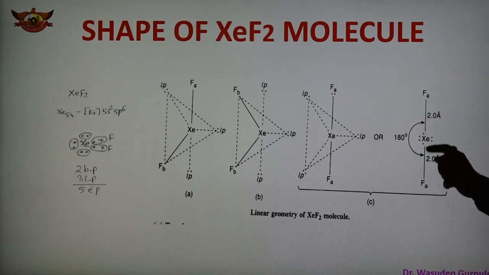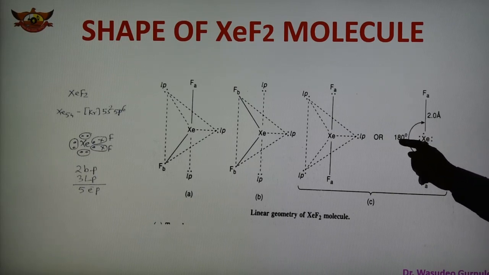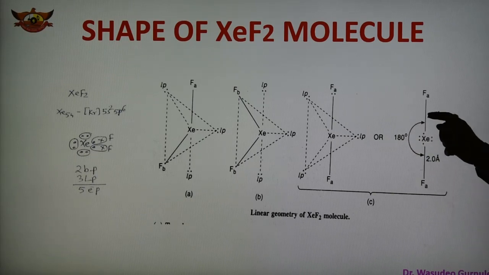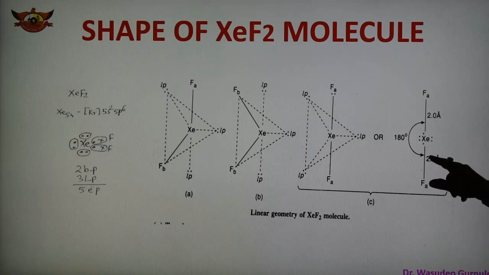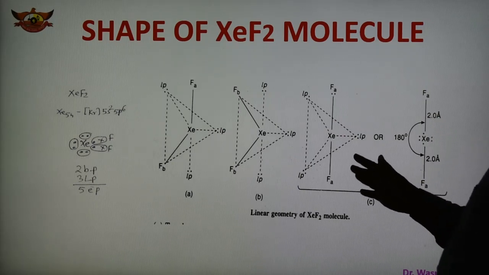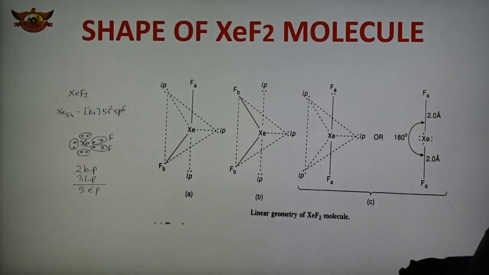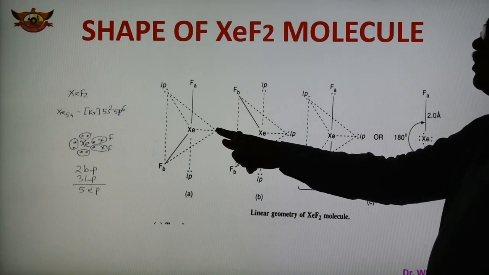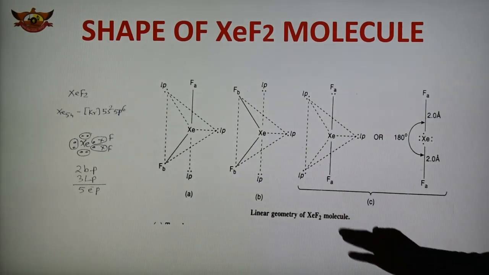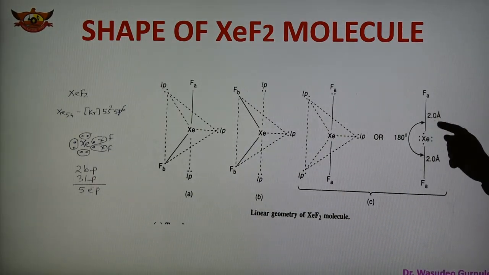In this case, when there is a linear geometry, the bond angle is 180 degrees. So this is shown, and both the bond lengths are equal, 2.0 angstrom units. So this is the structure of xenon difluoride, and in case of xenon difluoride, the geometry is trigonal bipyramidal, but due to the presence of the lone pairs, the shape is also considered as a linear shape or linear geometry.